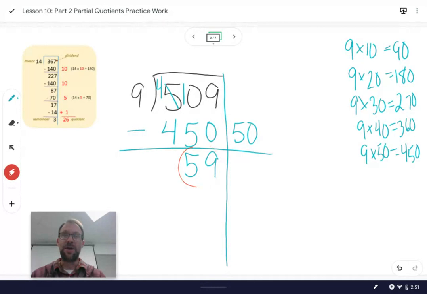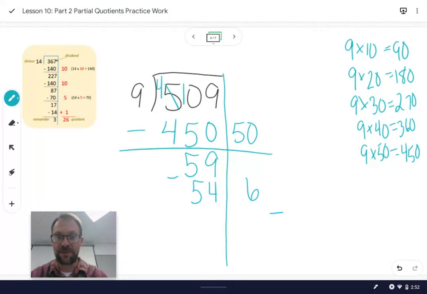Okay, so now we repeat the steps and we ask ourselves that same question that we started with. How many groups of 9 are in 59? And here we get to some reflex math facts. I'm going to think what times 9 equals something close to 59. And I know my 9's table, so I know that 9 times 6 is 54. That's really close. So my next partial quotient is going to be 6. And I'm going to write 54 right here and subtract. That leaves me with 5.